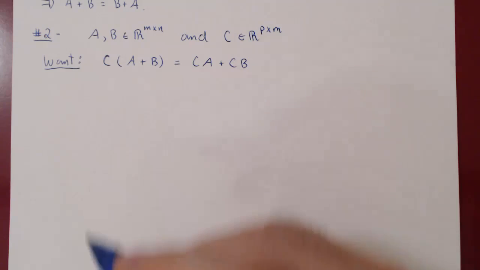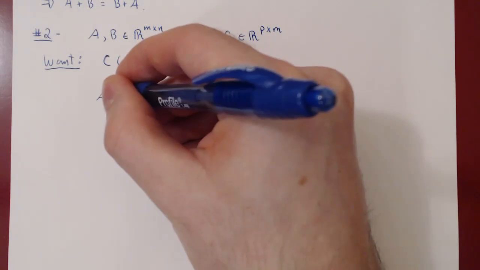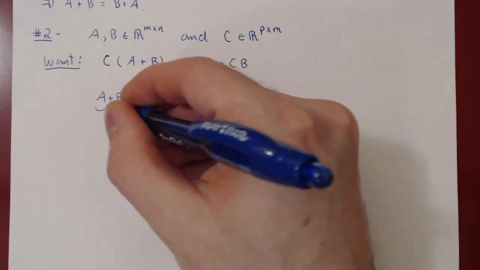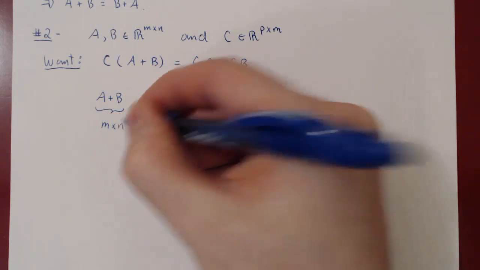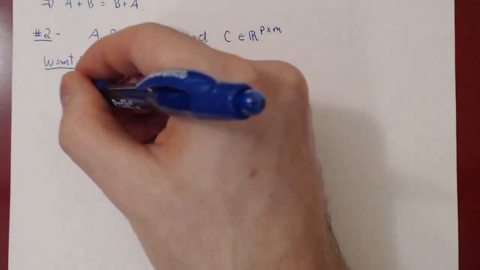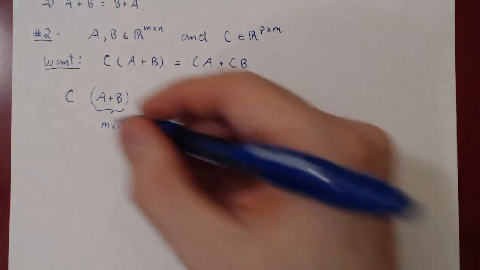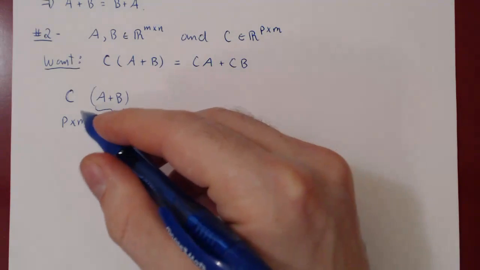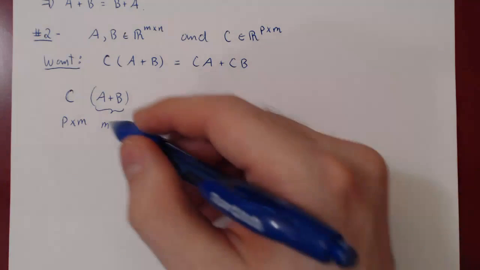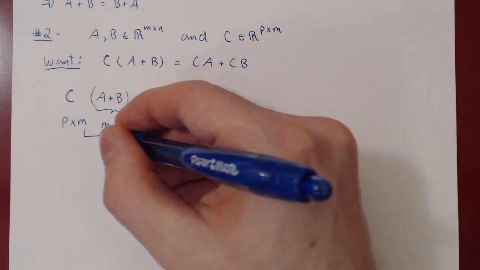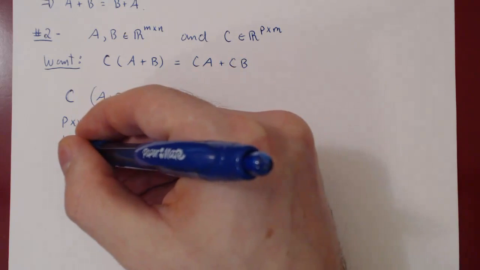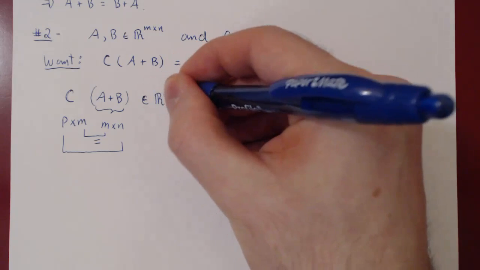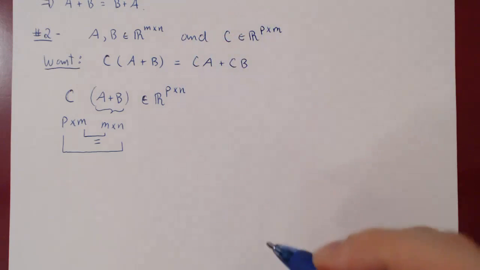So, the left-hand matrix, A plus B, well, as A and B are m by n matrices, the sum is also an m by n matrix. If we multiply by C, which we assume is a p by m matrix, well, as you can see, the number of columns of C equals the number of rows of A plus B, so multiplication is defined. The result will be a p by n matrix. So C times A plus B is a p by n matrix.